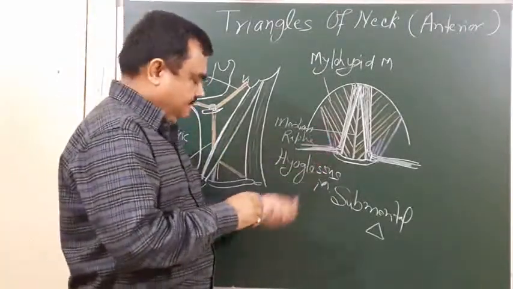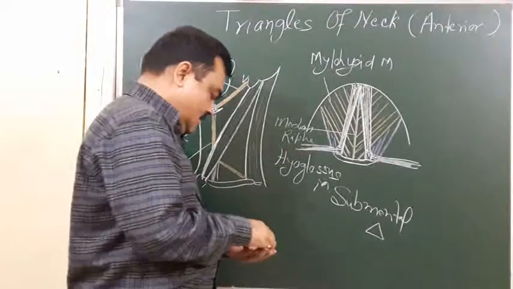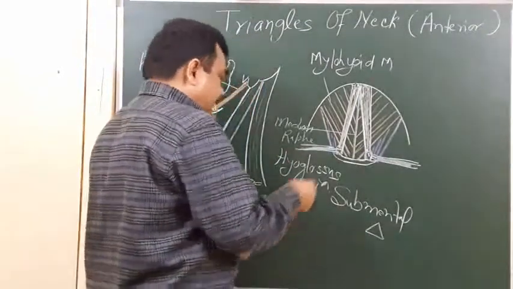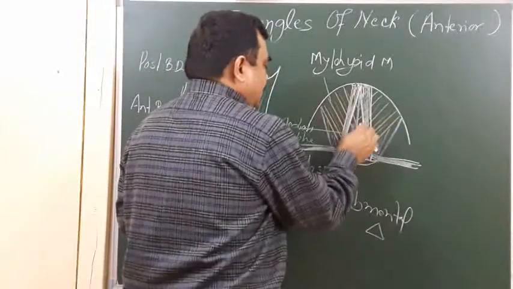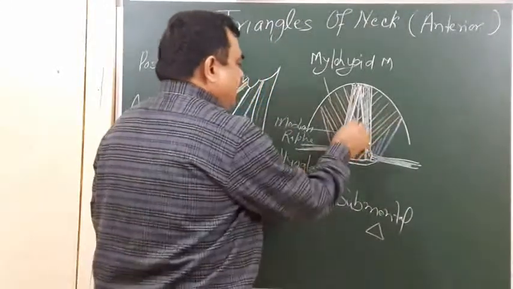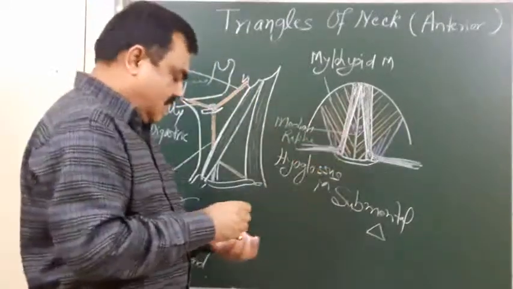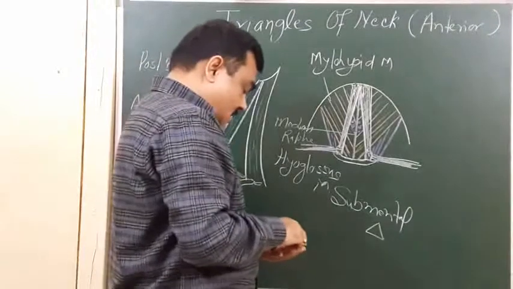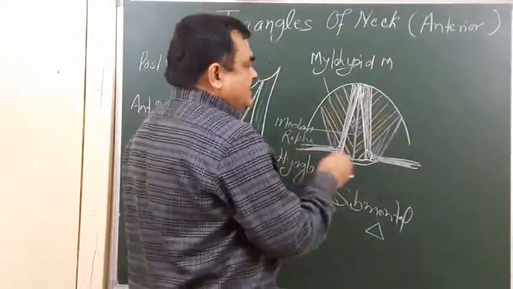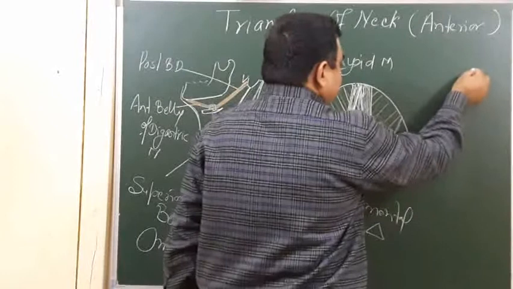The content of this triangle is lymph nodes. There are 2 to 3 submental lymph nodes. These submental lymph nodes are present here. The area drained by the submental lymph nodes you can see here in this diagram.